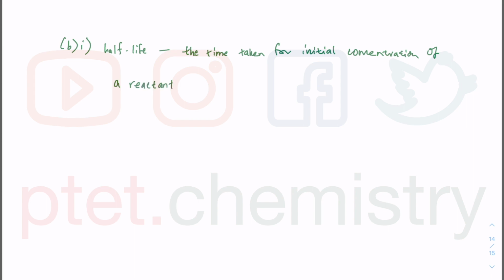Part B, so question B, they give us a graph of how the N2O5 changes with time. So B part 1 is explain half-life. So these are basic definitions. What I mean is you've got to be ready for this kind of definition. So it's the time taken for the initial concentration of a reactant to fall to half its initial concentration. Okay, so it's the time taken for that initial concentration to go to half its value, or to just halve there.